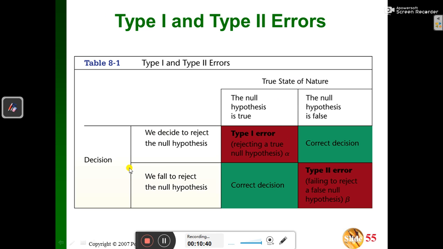So we can draw the matrix here. The null hypothesis is true, the null hypothesis is false, and what is the decision? If we decide to reject the null hypothesis, but the null hypothesis is true, then it is a type 1 error. If we decide to reject the null hypothesis and the null hypothesis is false, then it is the correct decision. And if we fail to reject the null hypothesis and the null hypothesis is true, then it is the correct decision. And if we fail to reject the null hypothesis but the null hypothesis is false, then it is a type 2 error.